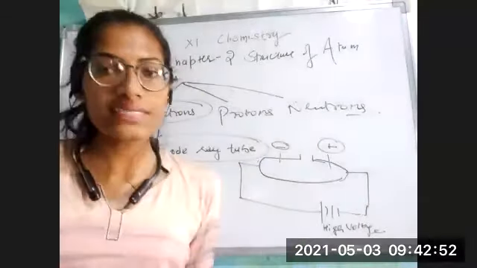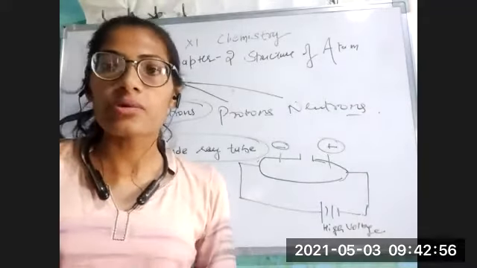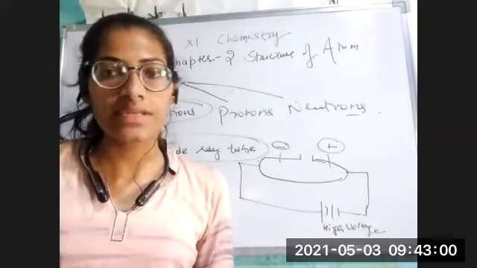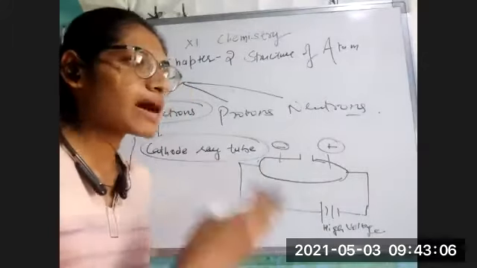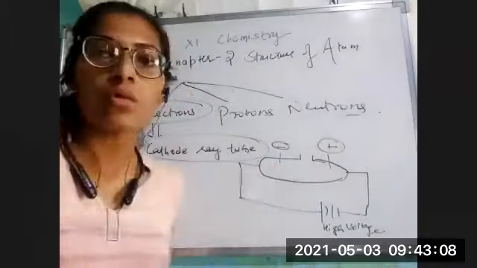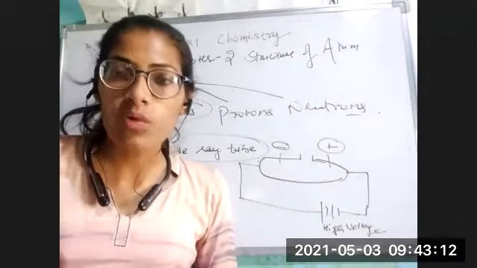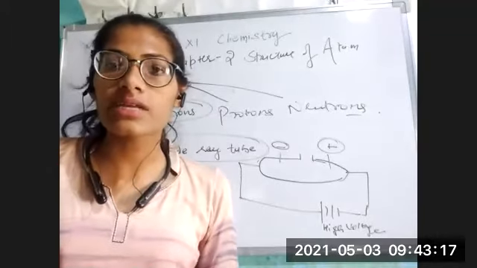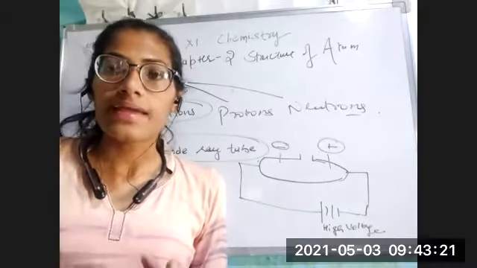From this experiment, he concluded that there are three major results which prove the following. First, the electric current which passes from the cathode to the anode always travels in a straight line, and these are known as cathode rays. The first point, he said, is that these travel in a straight line, and they are known as cathode rays.